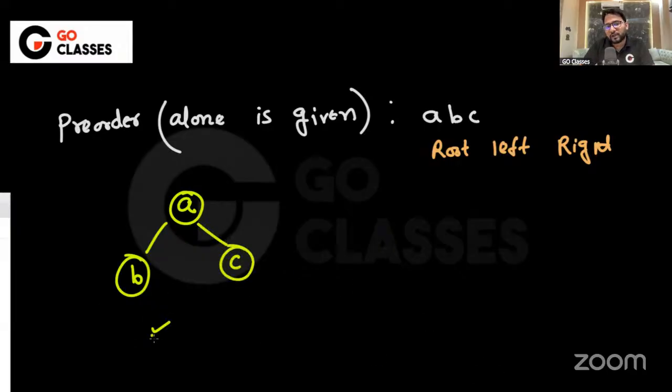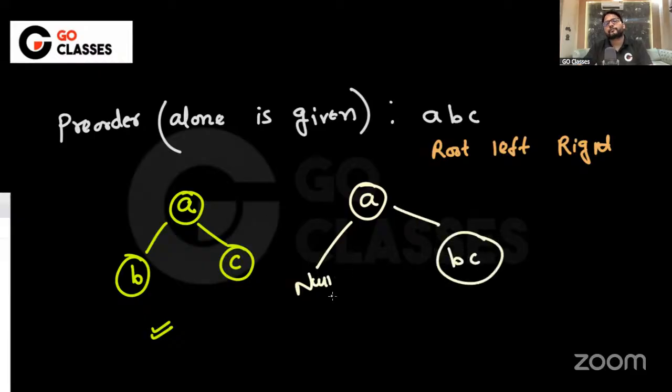But is this the only answer? This is correct, but is this the only answer? Actually, no. It is also possible that A is the root, and there is no denying this, that there is nothing on the left and B, C are on the right only. No one is saying that B has to be on the left. So it could be null on the left and B, C on the right. Now among B, C the root is B, but you don't know about C.